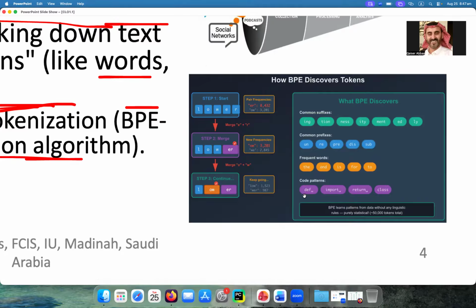And then code patterns. If you have something like that in your text, for example, it is a Python text, then def, import, return, class. These are some reserved words, code patterns. And if your data is about programming languages or programs, then you can detect these things also by using this BPE algorithm.